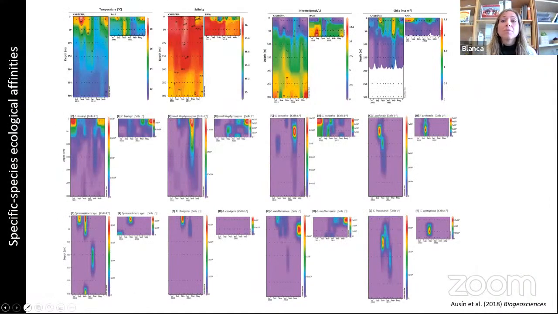When we compare the abundance of some of the major species with the water column properties, we can already see some visual correspondence. For example, the small Gephyrocapsa group that you can see here shows two blooms that agree very well with highest chlorophyll concentration. So we could already see that this taxa is indicating higher primary productivity.